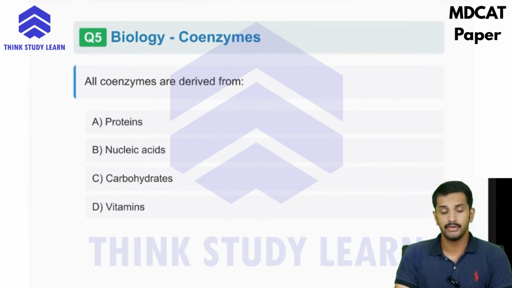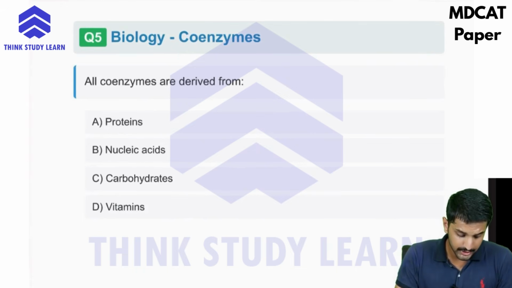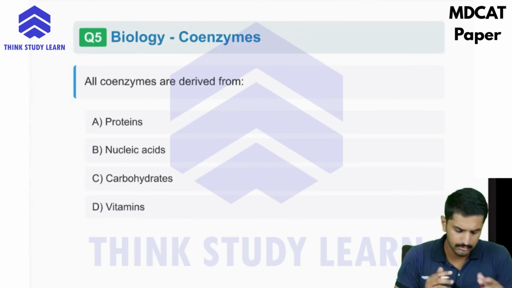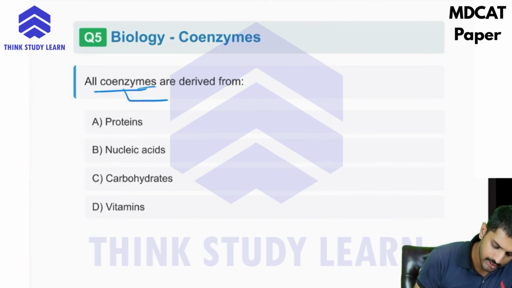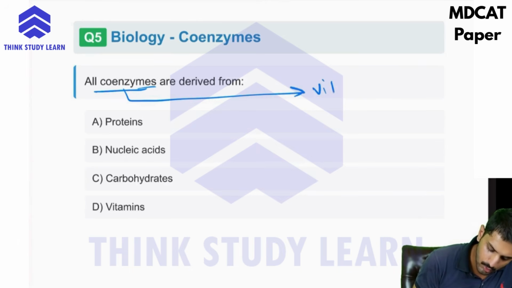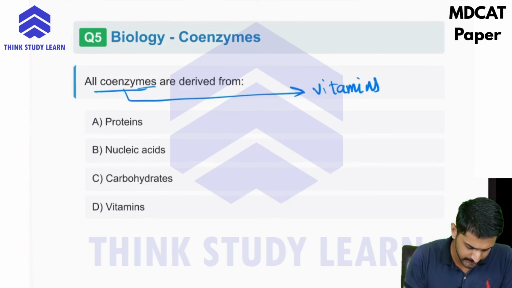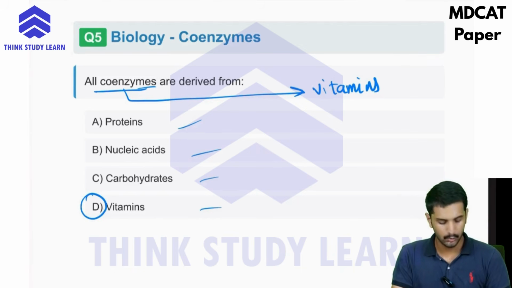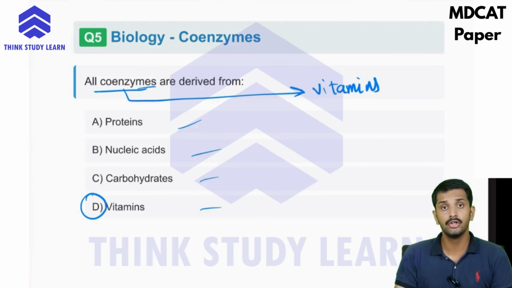Now we have question number 5. All coenzymes are derived from. So basically, this is something you have to memorize. But all coenzymes are basically derived from vitamins. It will be in the options: proteins, nucleic acids, carbohydrates, vitamins. So D is the correct option, vitamins. Moving on to the next question.